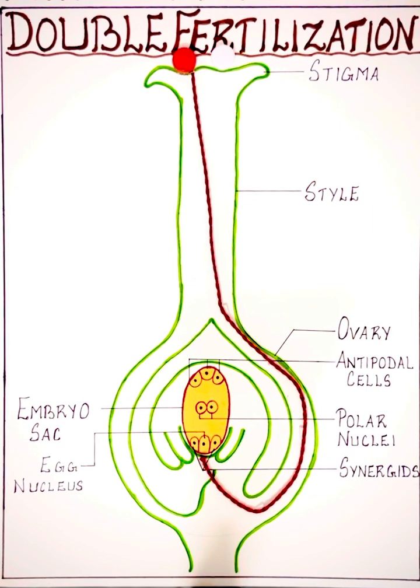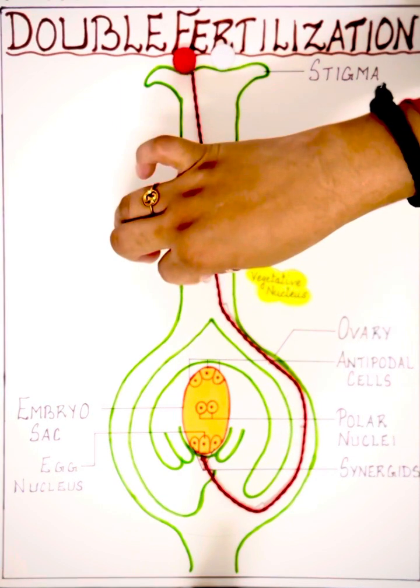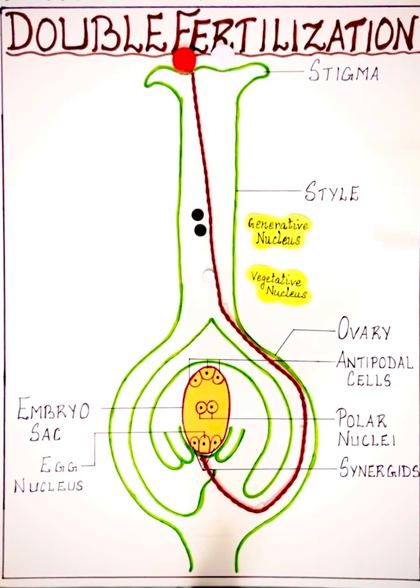is taking place. The pollen tube contains two types of nuclei. One is the generative nucleus, another is the vegetative nucleus. The generative nucleus is further going to divide and form two male gametes, whereas the vegetative nucleus, which is mainly responsible for the formation and growth of this pollen tube, also guides the transport of the generative nucleus inside this embryo sac.